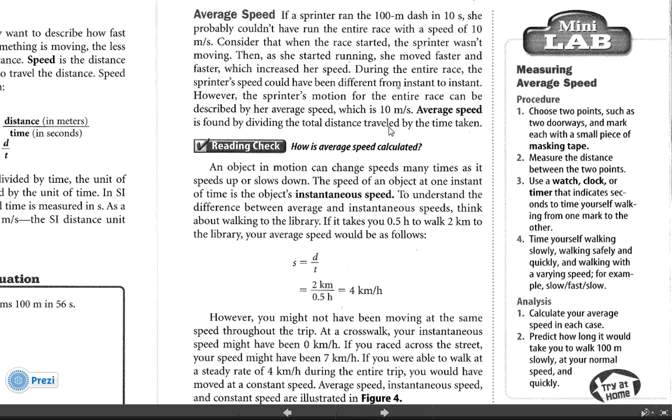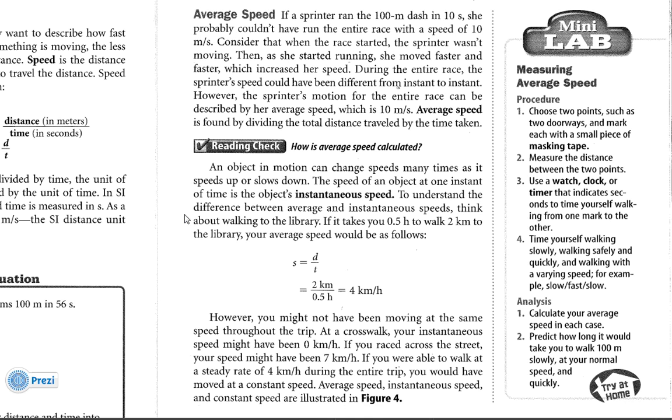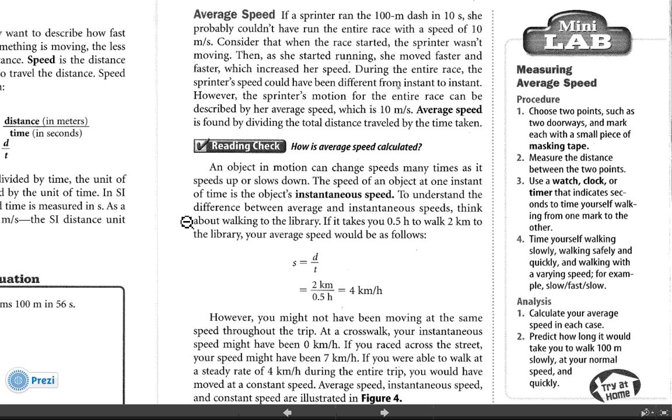Okay, we have that. This is what we've been doing with our hopping and walking and finding the speed. An object in motion can change speeds many times as it speeds up or slows down. The speed of an object at one instant of time is the object's instantaneous speed. To understand the difference between average and instantaneous, think about walking to the library. If it takes you a half an hour to walk 2 kilometers to the library, your average speed is the distance divided by the time. 2 kilometers divided by 0.5 is 4 kilometers per hour.